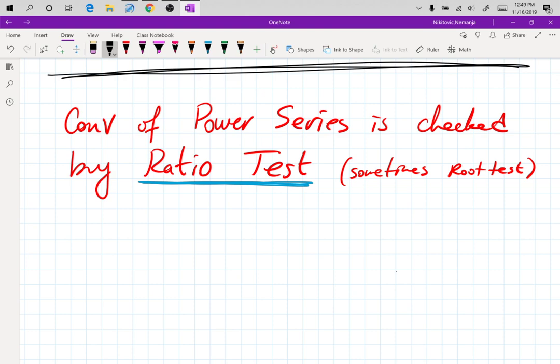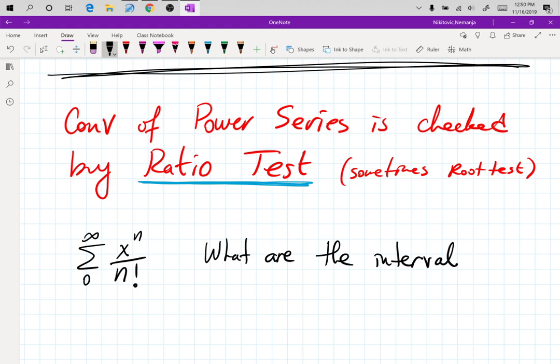So I have to find those examples. Let's go with x to the k, x to the n. I don't know. I hate k. K is hard. Look, to write n, you do this. To write k, you have to. So, the summation n from 0 to infinity, x to the n over n factorial. What are the interval and radius of convergence?